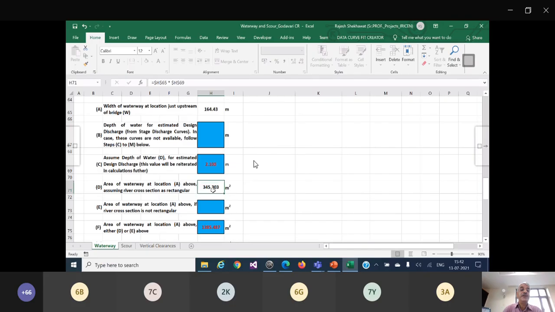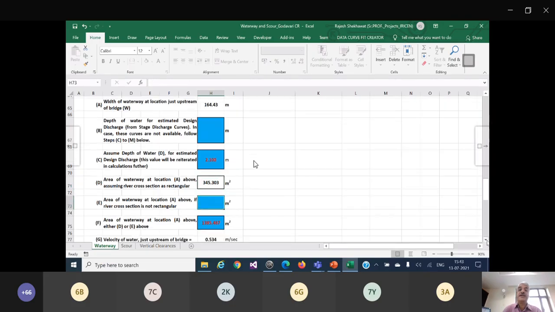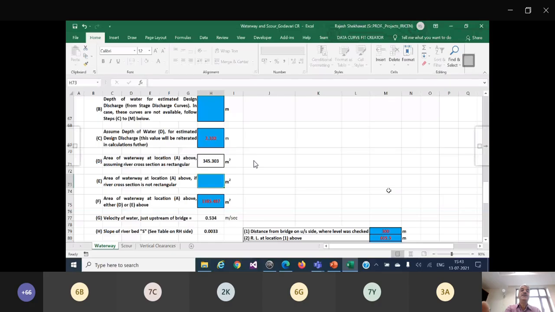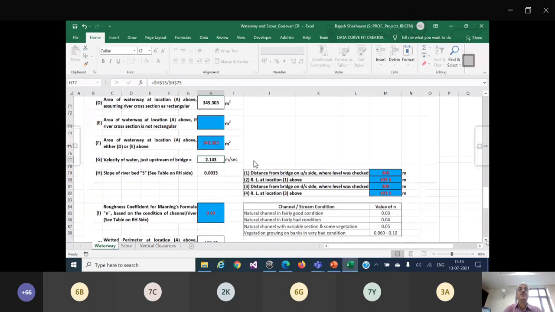This is assuming it to be rectangular; if it is not rectangular, you want to take some other shape, give that value here as per your shape. Then, based on D or E, whatever it is, how much is your waterway coming? 345.303. Give it here. It calculates velocity of water just upstream of your bridge, 2.143.